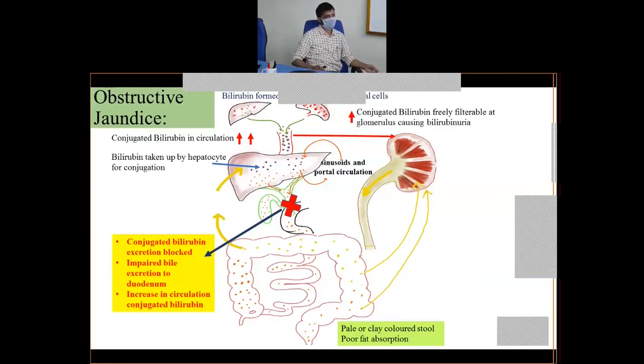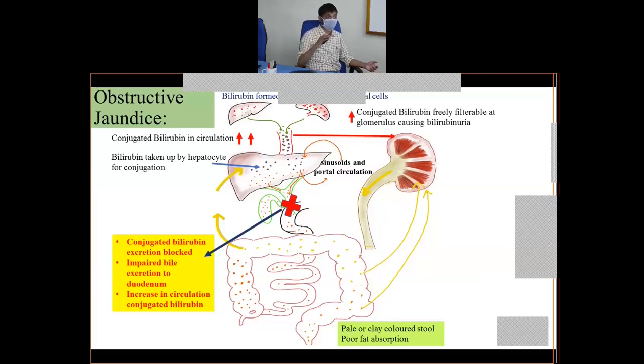Then obstructive jaundice, what happens? There is obstruction in the drainage of bile, and there will be no drainage of bile into the duodenum. So there will be conjugated hyperbilirubinemia. The liver is functioning normally, so there will be an increased amount of conjugated bilirubin. Conjugated bilirubin excretion is blocked, so there is impaired bile excretion into the duodenum and an increase in circulating conjugated bilirubin. You know that conjugated bilirubin is water soluble, so it is freely filterable at the glomerulus, causing bilirubinuria, and you will have dark urine.